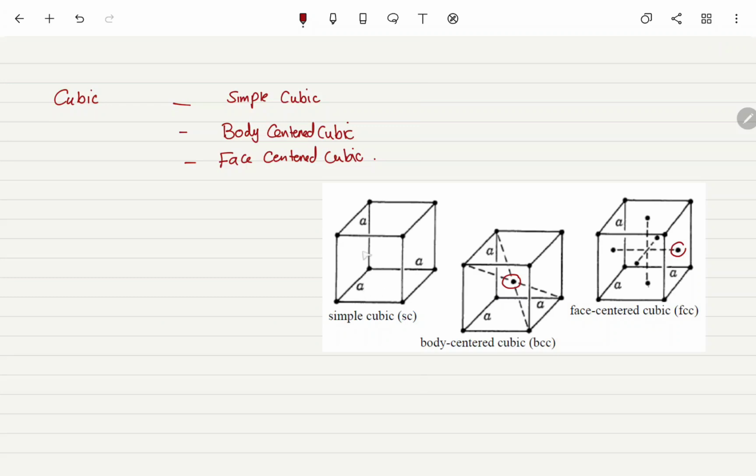Now this is a simple cubic crystal, as we can see here. A1 is equal to A2, which is equal to A3. It's a cubic, by the way, and the angles alpha, beta, gamma are equal to 90 degrees. Now the body centered cubic is the same as simple, but there is another atom in the middle of the cubic crystal. Now in the face centered cubic, as we all know, the cube has 6 faces. There's an atom in the middle of each face of the cube.